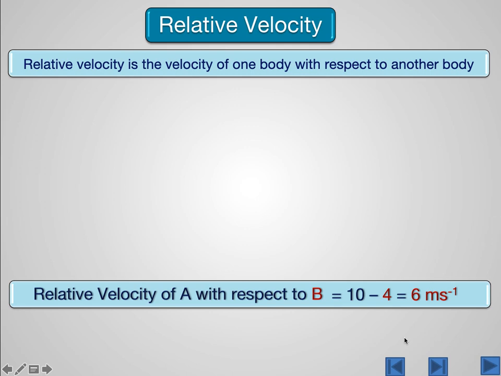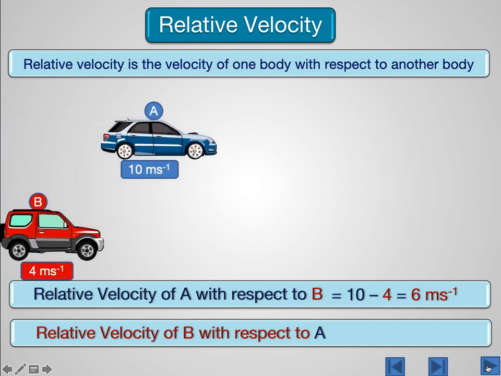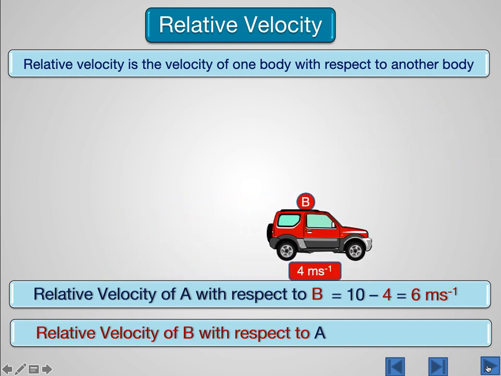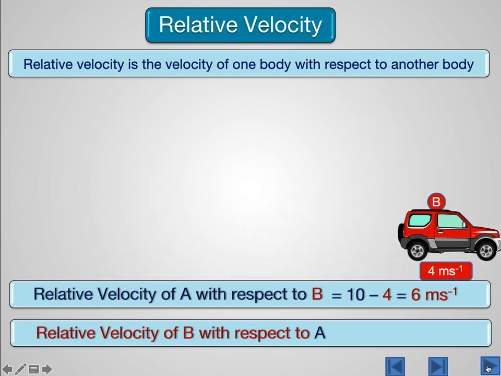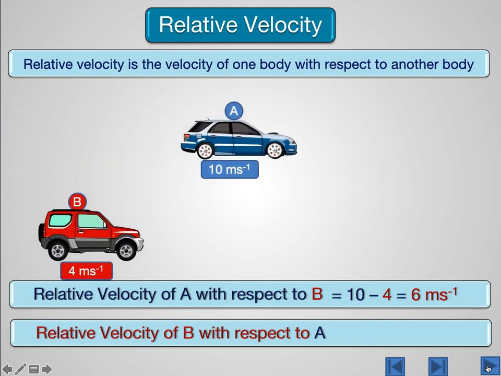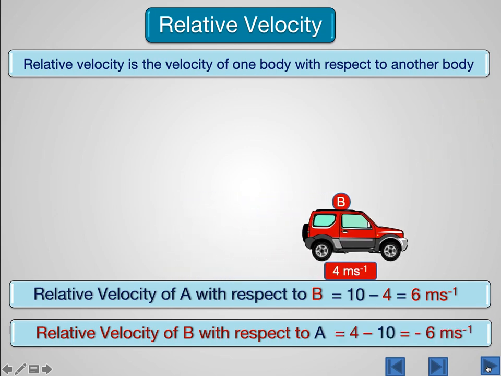So let's take another example. What is the relative velocity of B with respect to A? Now you are sitting in car A and you are measuring the speed of B. So remember the equation. First you have to take the body which you are measuring. Here I am measuring the speed of car B, so I am taking that first.